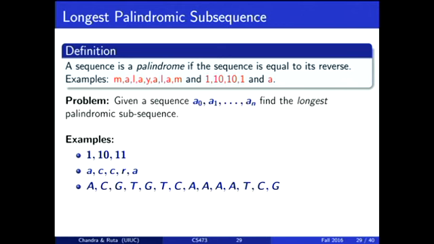I mean, just one, right? The length is just one. Any single letter, right? Yeah, just one here. What about here? What's the longest palindromic subsequence? I am allowed to drop some letters, right? So what is the longest palindromic subsequence here? 4, right? A, C, C, A. Okay? What about here? I don't know, right? We need an algorithm here.